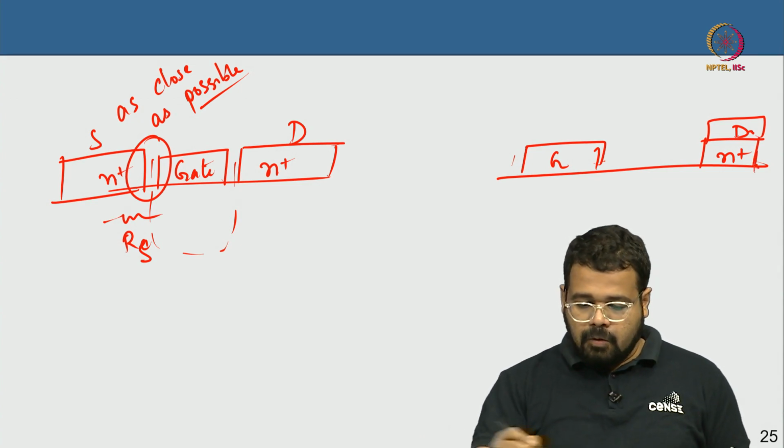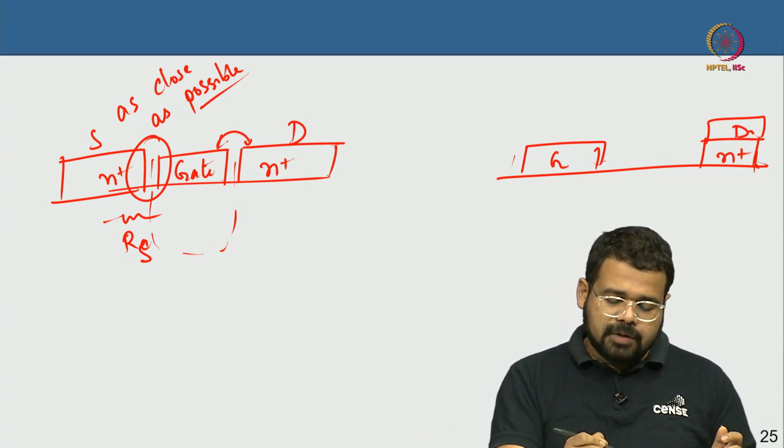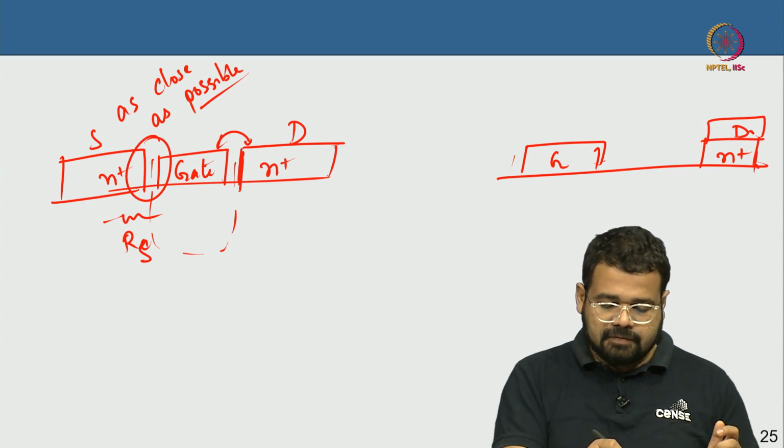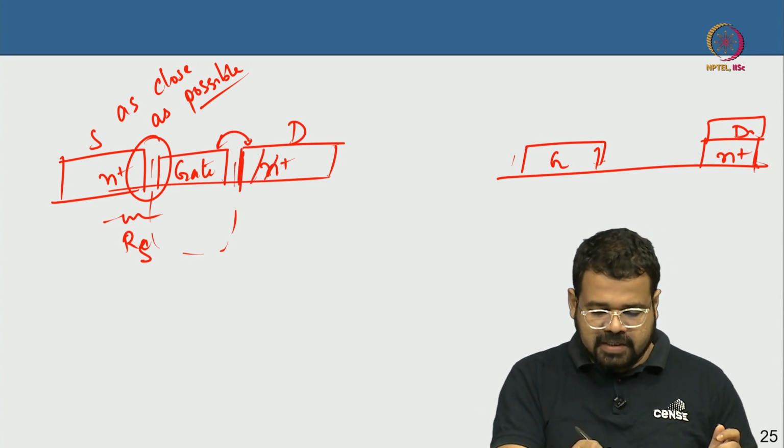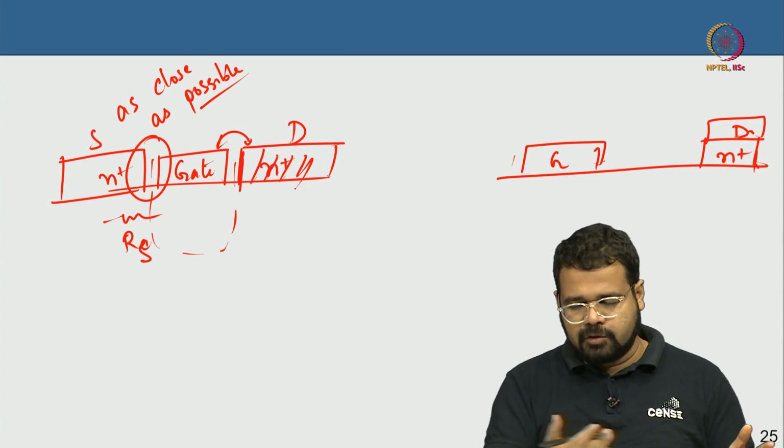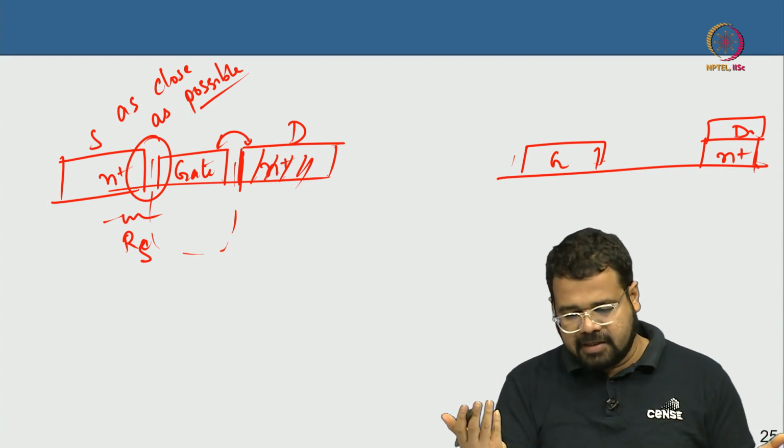Now what happens is that in this case the breakdown will be too low because your N plus layer is very close to the gate metal. So you think of this N plus as also like a highly doped layer, so it is not metal but it is almost like highly conducting.